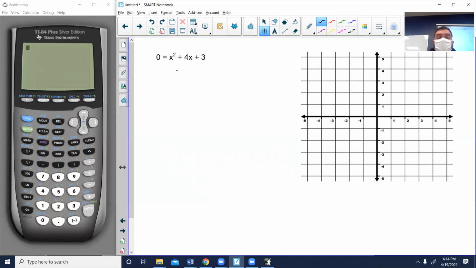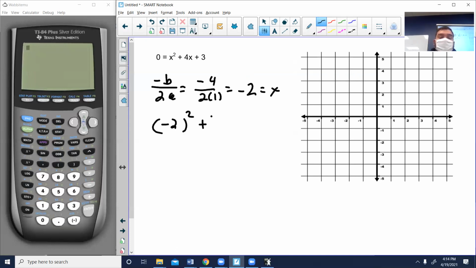Now, by hand, we have to do the graphing. I'm gonna do it very quickly. Negative b over 2a, which is negative 4 over 2 times 1, which is negative 2. Taking that negative 2, I'm plugging it in here. Negative 2 squared plus 4 times negative 2 plus 3. 4 minus 8 plus 3, negative 1 is your y.